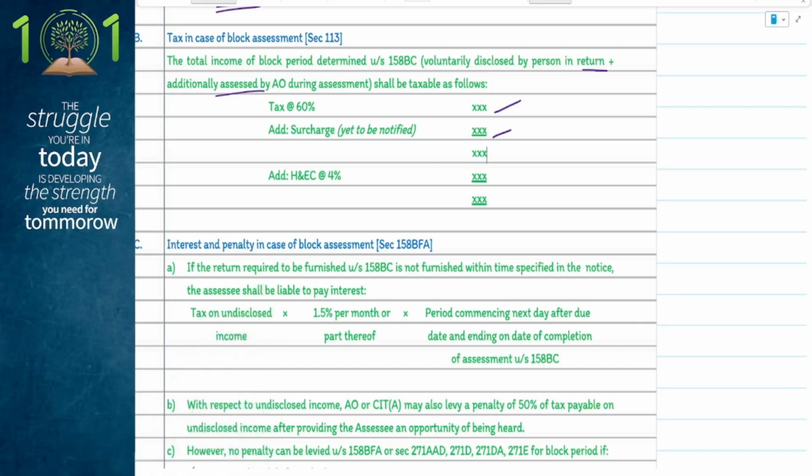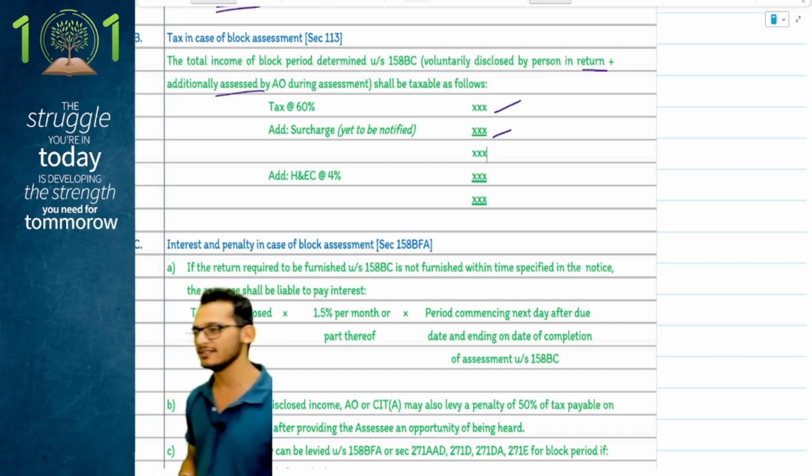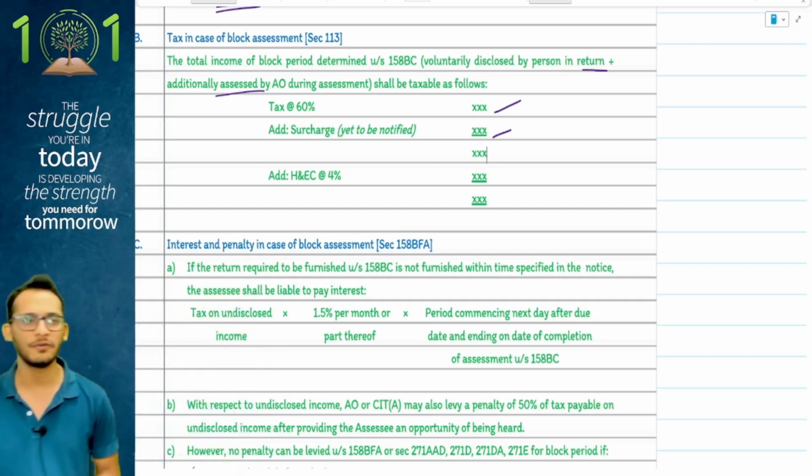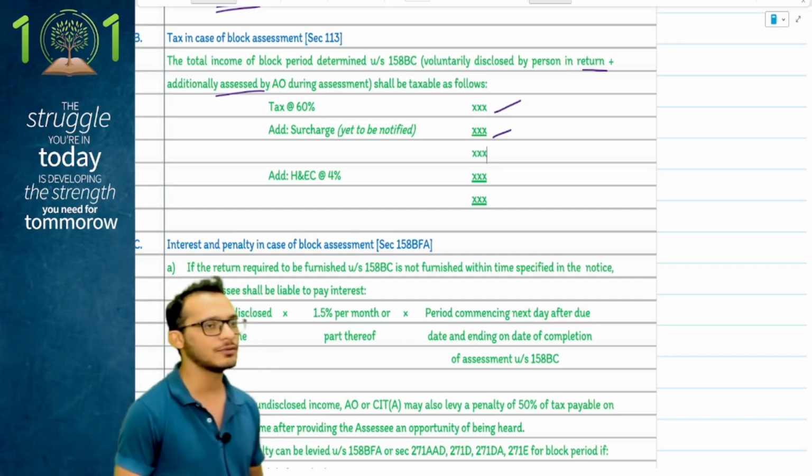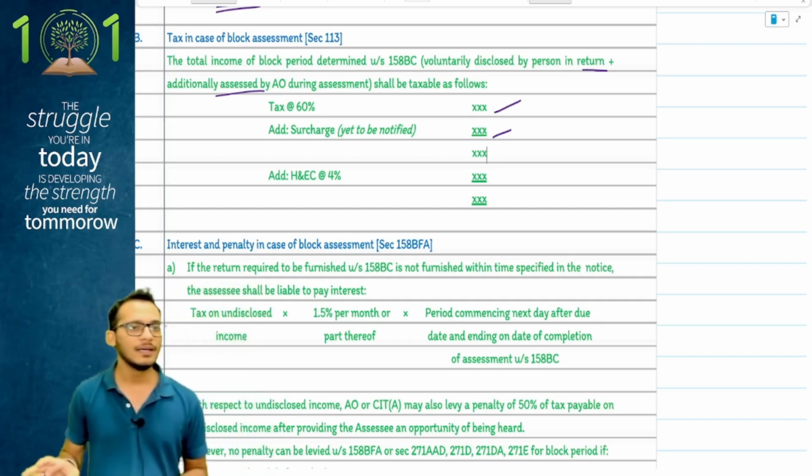Let's start with what the pending portions are, people. We are looking at the topic of search and seizure. Let's take a quick summary of what we have done till now. We started with two processes. One is your search, the other part is your assessment process.